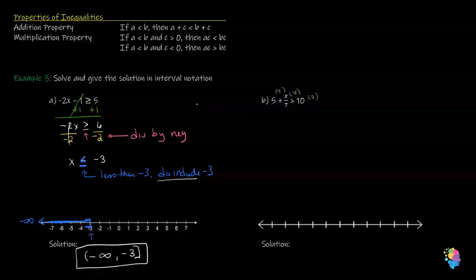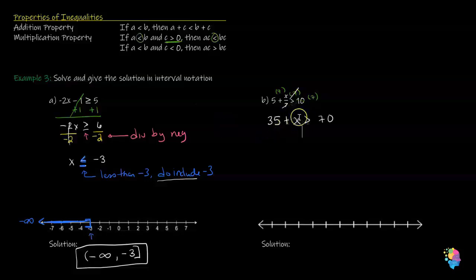From left to right, 5 times 7 is 35. Don't lose the plus. The 7 with the 7 will get eliminated, leaving us only x. And then on the right side, 10 times 7 will be 70. Because we multiplied by a positive number, the inequality stays the same. So then that remains greater than.